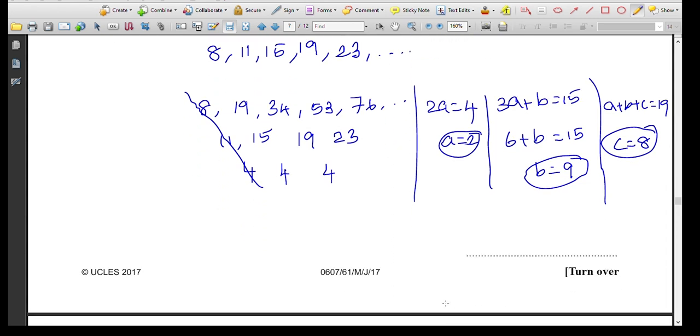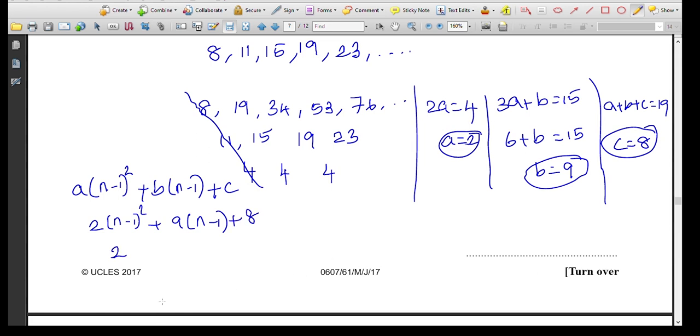And when we are framing the nth term, it is actually a n square, but here it's going to be a into n minus 1 whole square, because we did not take the first term directly, since in the question it has been given from day 2. So the nth term general form is going to be like this. If you apply it, it is 2 into n minus 1 the whole square plus 9 into n minus 1 plus 8, and if you simplify this further, we are getting 2 into n square plus 1 minus 2n plus 9n minus 9 plus 8.